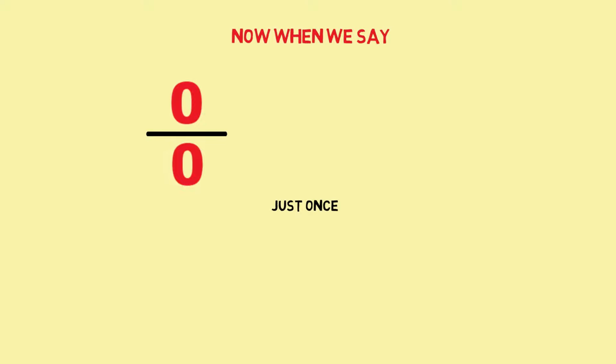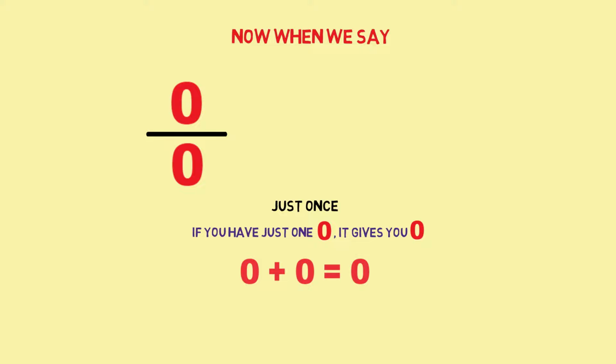Now, when we say 0 divided by 0, how many times should you add 0 to itself to get 0? Well, you can say just once. If you have just one 0, it gives you 0. But what if I add 0 to itself 2 times? 0 plus 0 is also 0, right? And 0 plus 0 plus 0 is also 0. So my answer could be 1, could be 2, could be 3, 4, 5, 6, or any other number in the world.